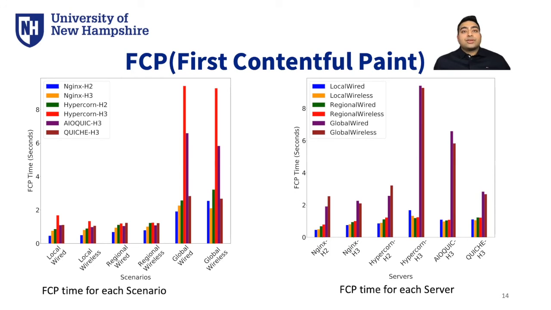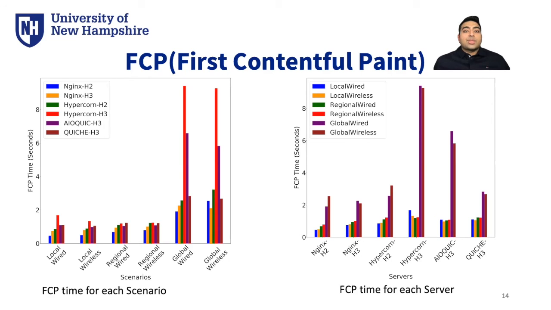Other Lighthouse metrics were also recorded. For speed index, it was observed that Nginx HTTP2 was always leading, followed by HyperCon HTTP2 in most of the scenarios. HTTP2 largely outperformed HTTP3 for speed index. Nginx HTTP2 had the best largest contentful paint. HTTP2 performed better than HTTP3 for the largest contentful paint metric.